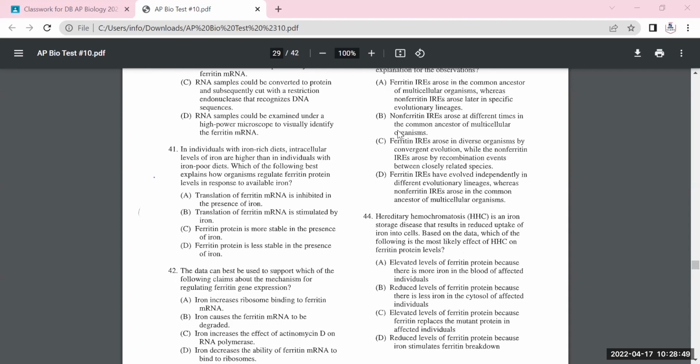In individuals with iron-rich diets, intracellular levels of iron are higher than in individuals with iron-poor diets. Which of the following best explains how organisms regulate ferritin protein levels in response to available iron?